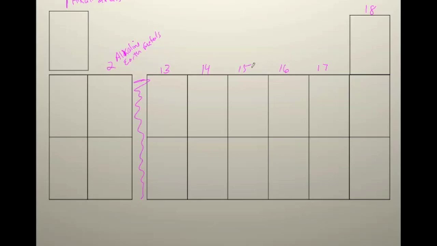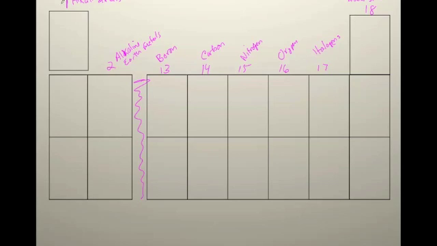13, 14, 15, and 16 just have the name of the first element at the top of each column. So 13 is known as the boron group. Then you have the carbon group in group 14. Then you have the nitrogen group. And the oxygen group. And then group 17 has a special name for its elements. They're called the halogens, just like the lamps. And then group 18 are called the noble gases. They don't really react with anybody.